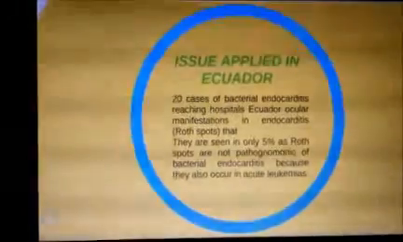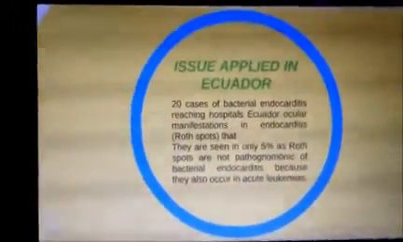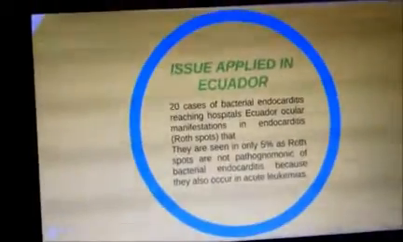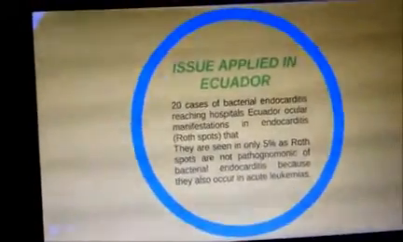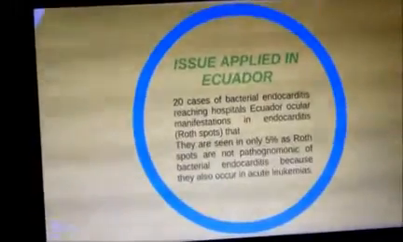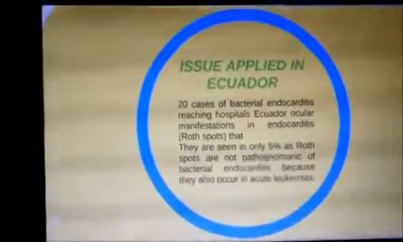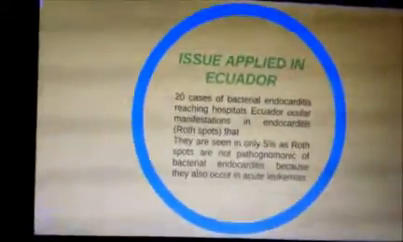In a study in Ecuador of 20 cases of bacterial endocarditis at a hospital, ocular manifestations in endocarditis were seen in only 5%. Roth spots are not pathognomonic of bacterial endocarditis because they also occur in acute leukemias.